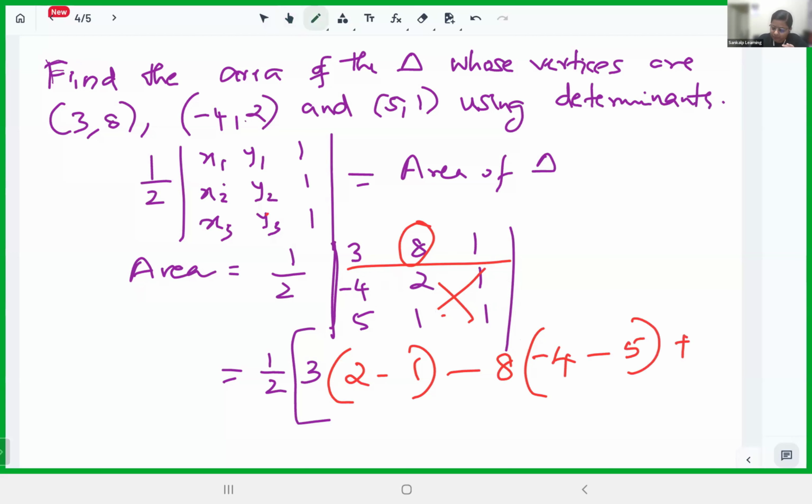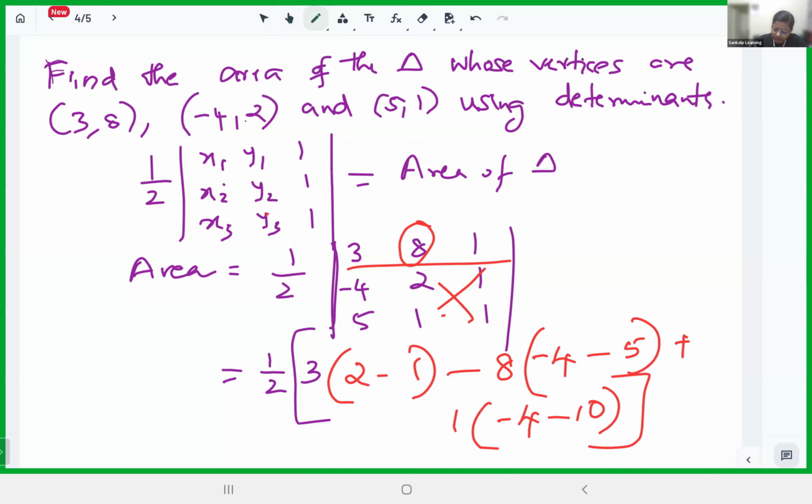Right? Then plus 1 into what is remaining? Minus 4, 5, 1. So minus 4 into 1 is minus 4. Minus 5 into 2 is minus 10. So what is the value? Minus 4 minus 10.